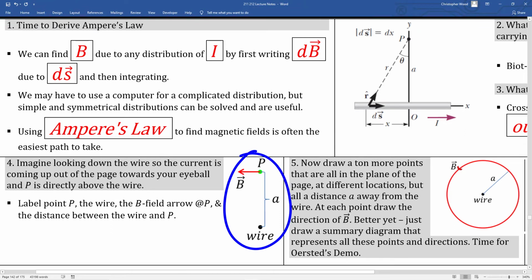Box 4 wants you to imagine looking at this wire straight on. You're looking down that wire so that the current is literally coming up out of the page towards your eyeball. Make sure you satisfy yourself that what you're looking at here in box 4 is exactly what you were looking at here in this diagram, just from a different point of view.